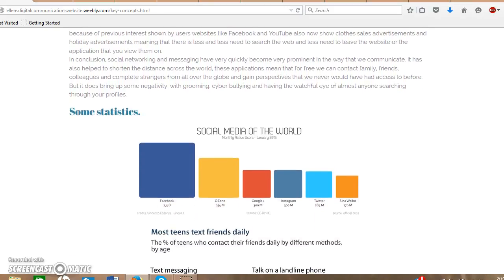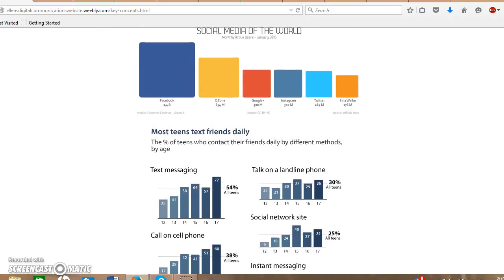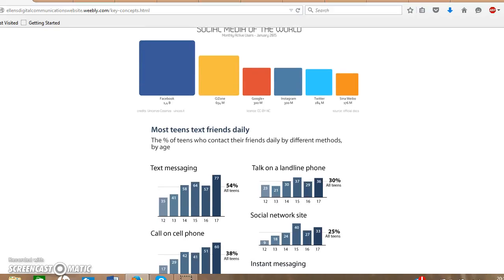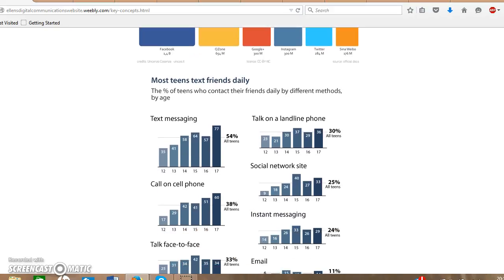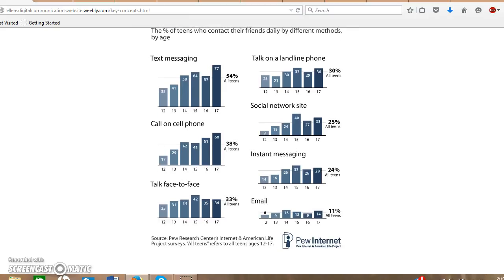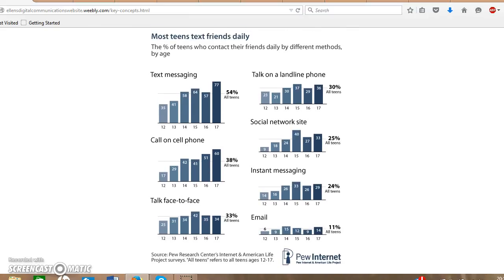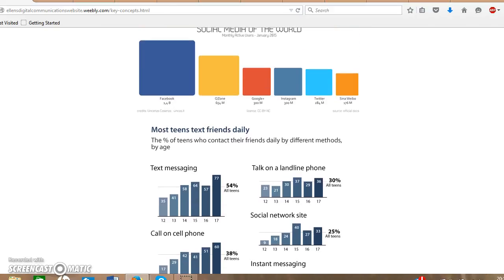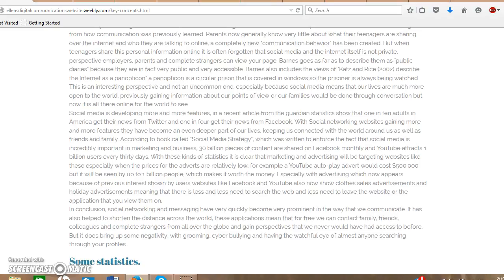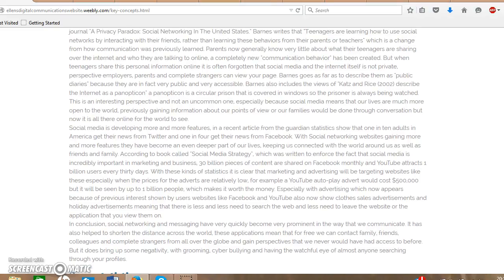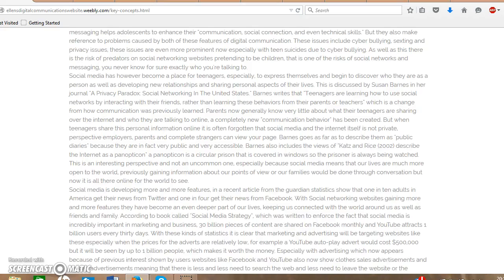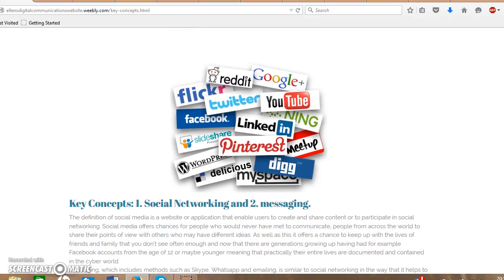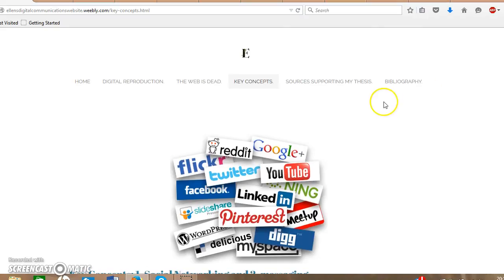I also included some statistics which I found myself quite interesting about the amount of social media used and how teenagers contact people today, which is a lot different to how it would have been obviously a few years ago due to the rise of instant messaging and social media. There are a lot of statistics throughout the article as well, which I myself found quite interesting.